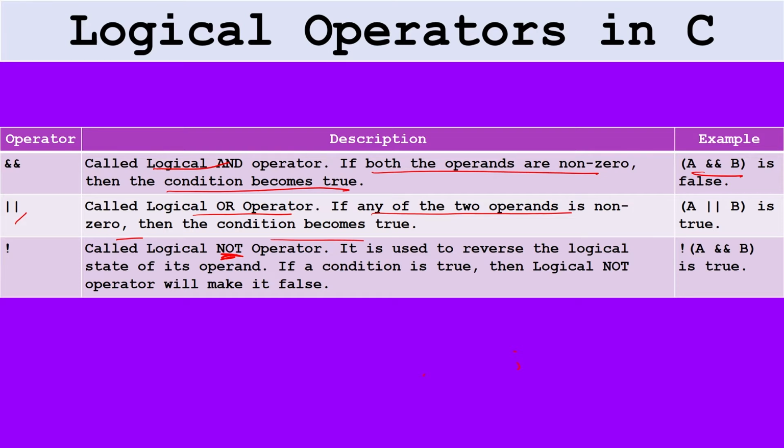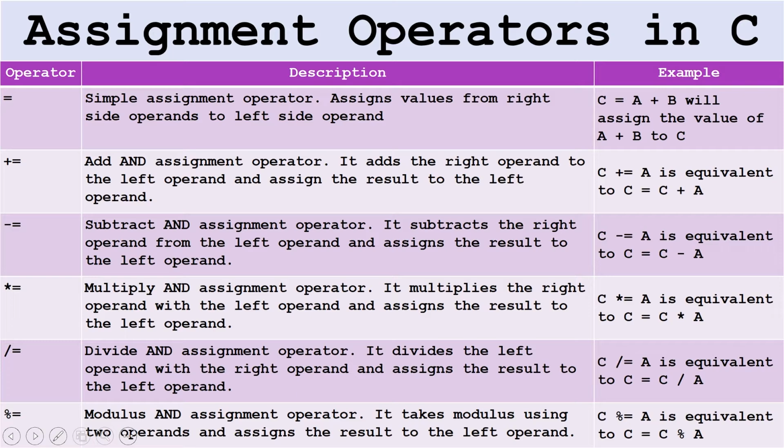That is the opposite of the AND operator. So we will write this like this: not A and B is true. Now it's enough with the operator part. Now let's see the last part, that is the assignment operator.